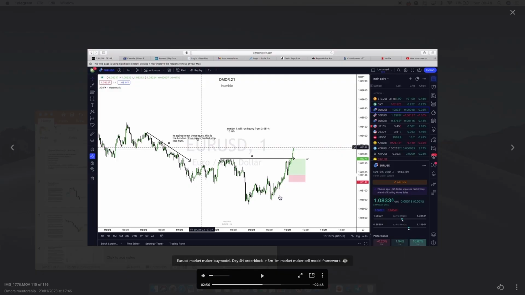Now it hit off of a premium order block on the DXY and it had a 5 minute bearish displacement. It's going to seek DXY sell stops, which is Euro buy stops. These guys here.